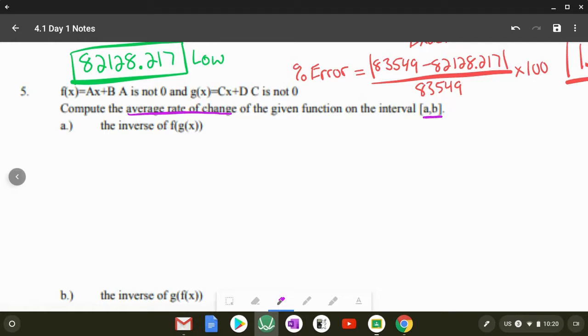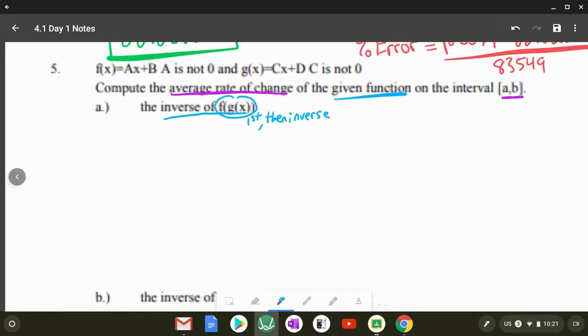So first thing we got to find is the actual function itself, right? So they're giving us the function, the inverse of f of g of x. So we're finding the inverse of this composition function, okay? So if you remember your order, PEMDAS, well, we're going even further now for functions. We always want to do the composition first, and then we can do the inverse. Then inverse. And then we have to do the average rate of change. Okay, so we got a lot of things to do here. Let's go ahead and start by doing this composition.